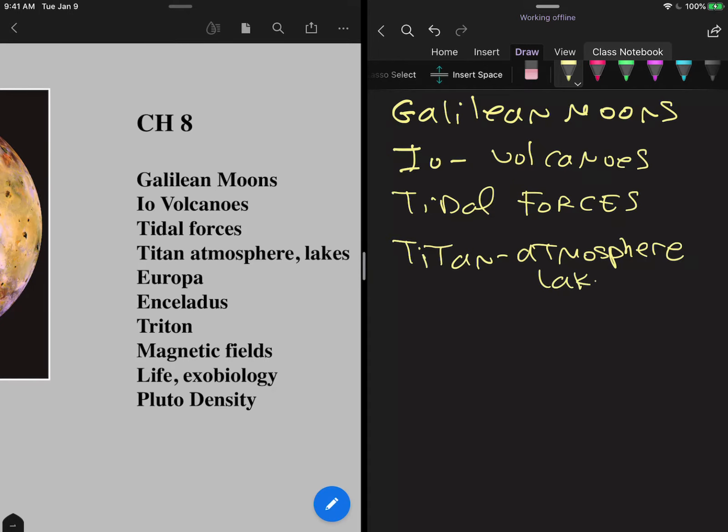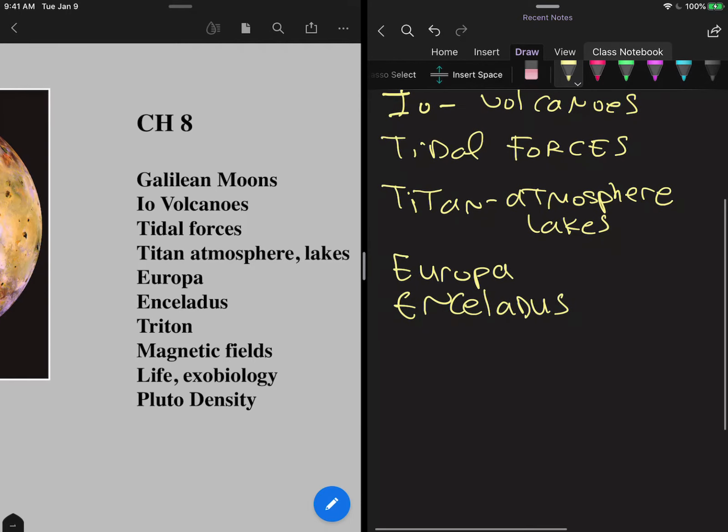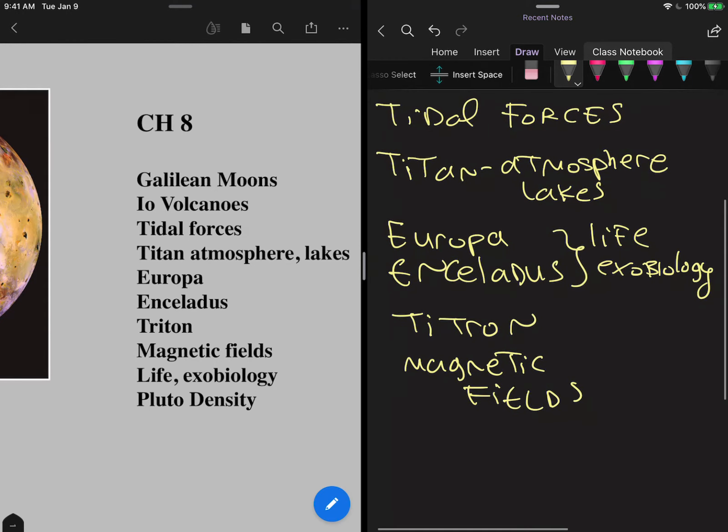Also, we'll be looking at lakes on Titan. We'll also be looking at Europa, Enceladus, and Triton. We'll be looking at some of their magnetic fields. And specifically for Europa and Enceladus, we'll be looking at possibilities for life. And we'll be finishing with Pluto.